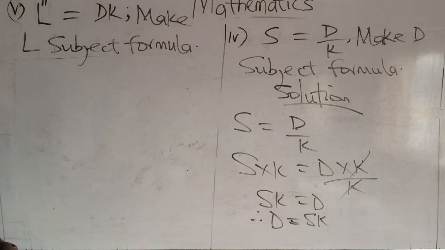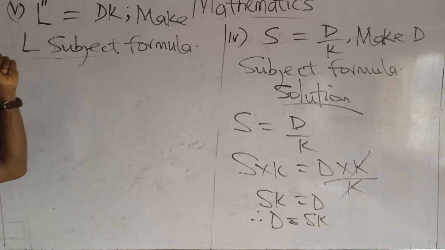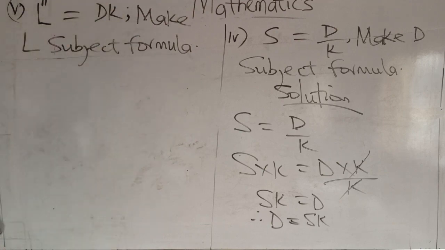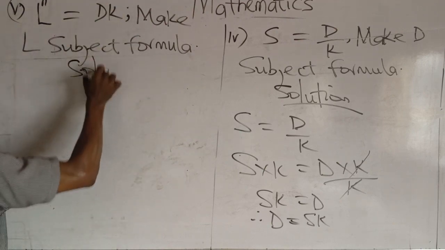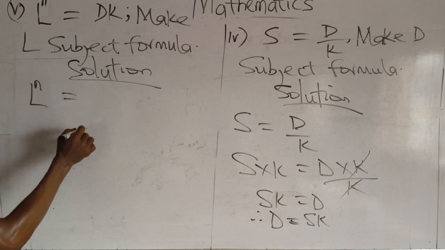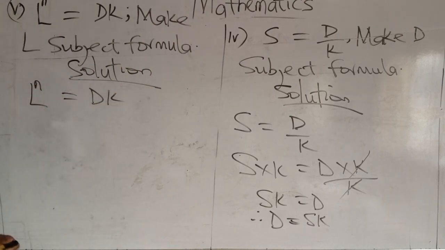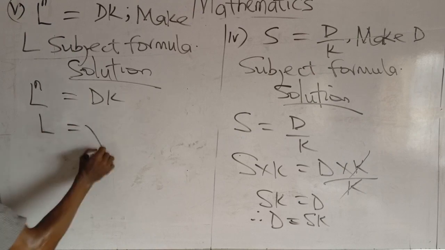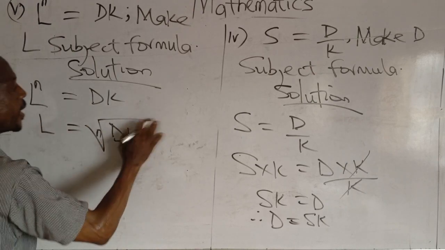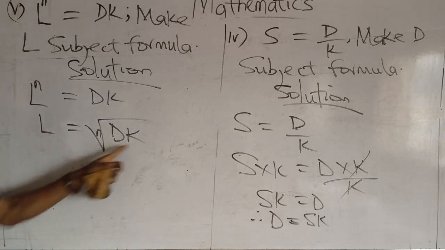We are going to make L the subject of the formula. But what do we have? We have L raised to power n. So to make L the subject here, we are going to look for the nth root of the other side. So solution: L raised to power n is equal to DK. So our L becomes the nth root of DK.